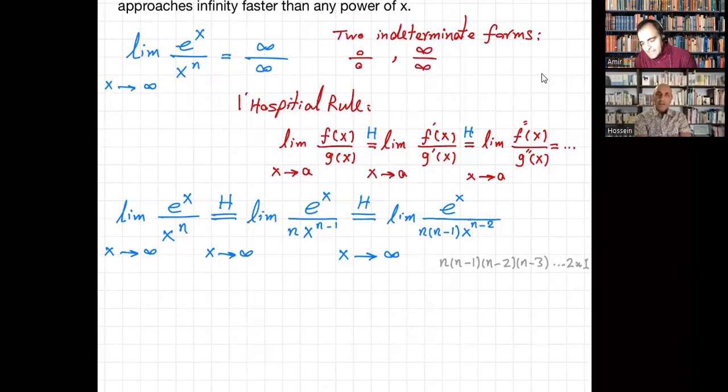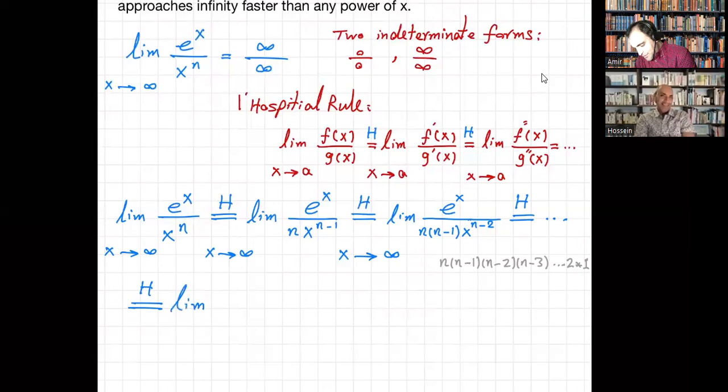So if I understand correctly, you're trying to take as many derivatives as needed until you reduce the power of x to 0. That means you're applying the L'Hopital rule n times. Something like that, yeah. I use L'Hopital rule many times here, because as long as you have x in the denominator, you're going to get an indeterminate form, infinity divided by infinity.